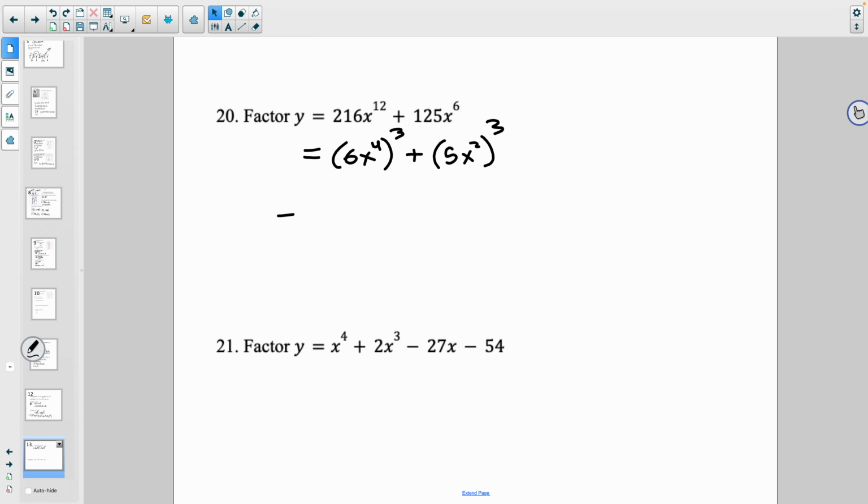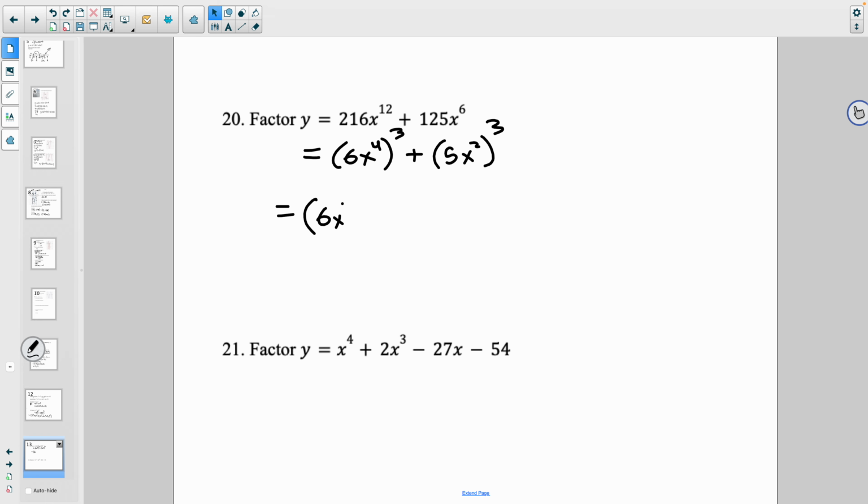So let's write this out. For our sum of cubes, right, we want a plus b, so 6x to the 4th, plus 5x squared, right? And then we'd have a squared, right, which is 36x to the 8th. And then ab, we're minus ab, so we're going to do minus 30x to the 6th, and then plus b squared, which is going to be 25x to the 4th. Okay, last one here.